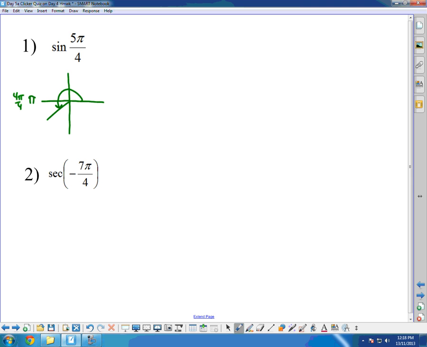Okay, so once we know that, then we ask ourselves, from the CAST rule, is sine positive or negative in this quadrant? Well, tan is positive, which means sine is negative. So we start off by going negative sine, and then we find the related acute angle. Since right here is 4 pi over 4, and we've gone to 5 pi over 4, the related acute angle is this angle in here, which is 1 pi over 4, or a quarter past. And so it's the same as negative sine pi over 4. Remember, this comes from the CAST rule, and this comes from related acute angles.